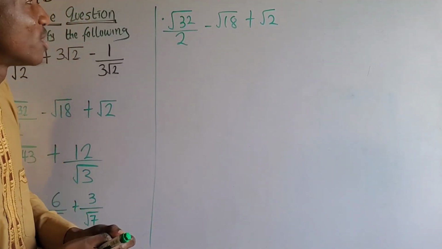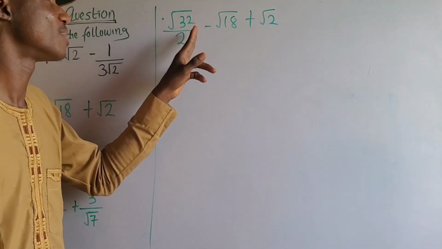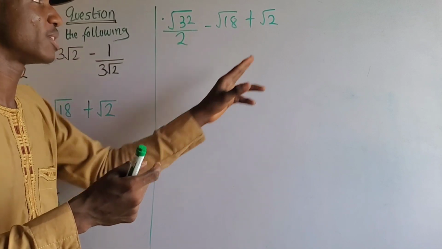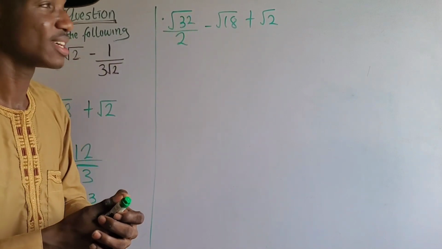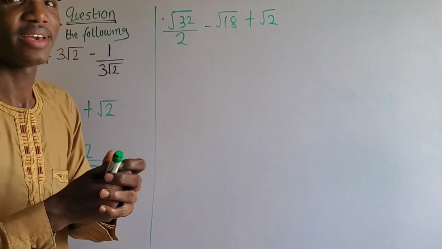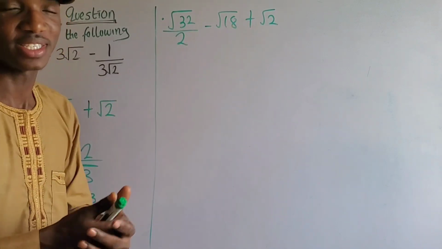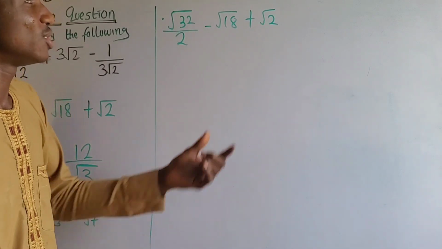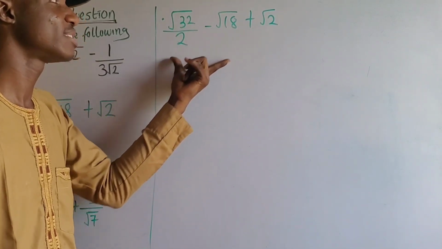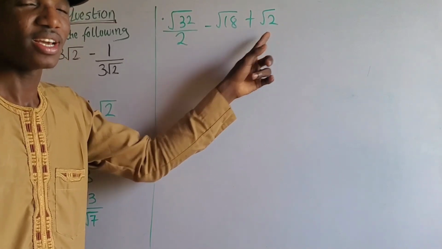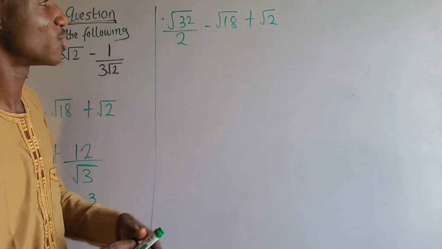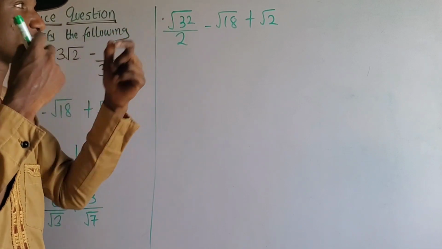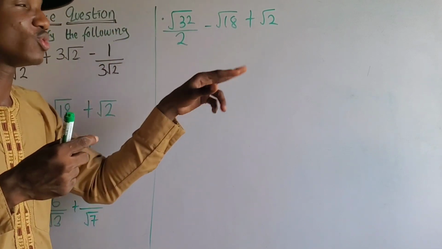So what number can we multiply by 2 that will give us 32? And what number can we multiply by 2 that will give us 18? I'm just giving you a hint. The simplest surd in this expression is root 2. So because the simplest surd is root 2, just think of a number that if you multiply it by 2, you're going to have 32, and if you multiply it by 2, you're going to have 18.